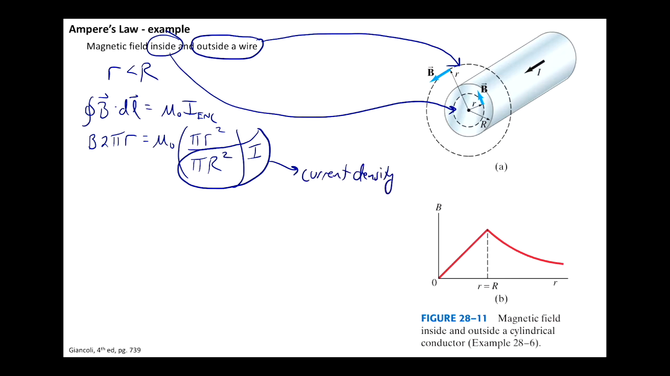So really, we're doing the same sort of thing we did before. We're just doing it in 2 dimensions instead of 3. And then once we have that, we'll cancel some stuff out, solve for B, and then the problem's done, which I don't think is terribly hard. Let's see, that's mu naught I times little r over 2 pi big R squared.